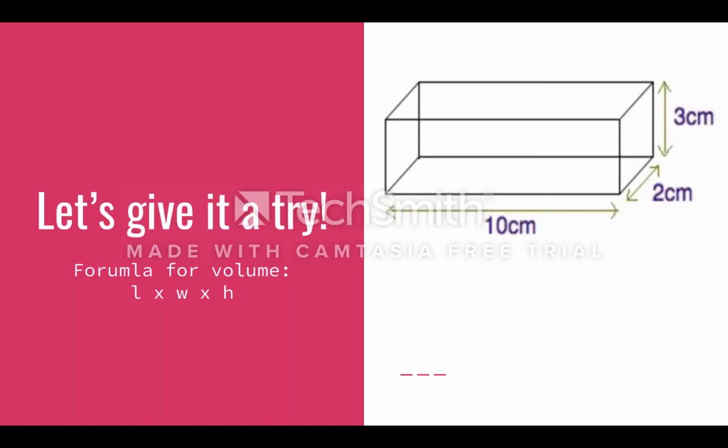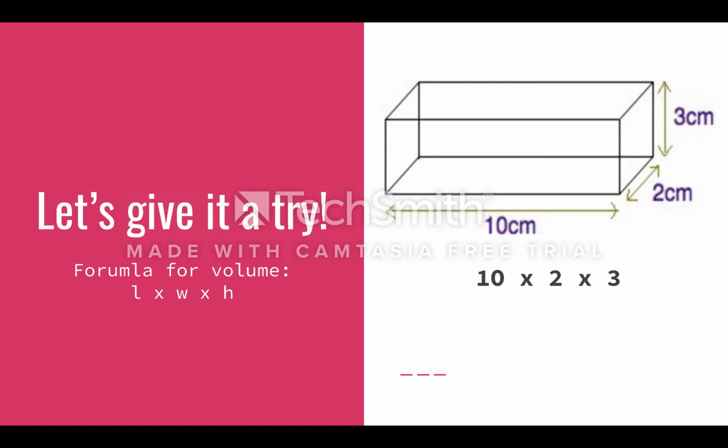So let's take a look at an example. We'll use length times width times height for this example. If we look at this one, we see that we have 10 centimeters as the length, 2 centimeters as the width, and 3 centimeters as the height. Now, in order to find volume, all I have to do is multiply those three numbers together. So we have 10 times 2 times 3.